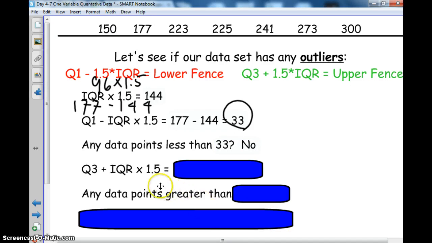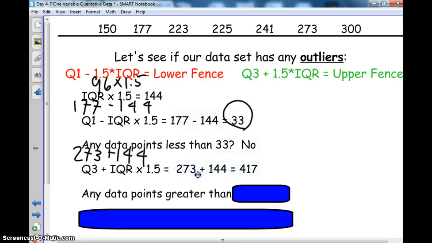Now let's find the upper fence. We're going to take quartile 3, which we found before to be 273, and we're going to add that number 144 we got when multiplying the IQR times 1.5. When we do that, we get 417.